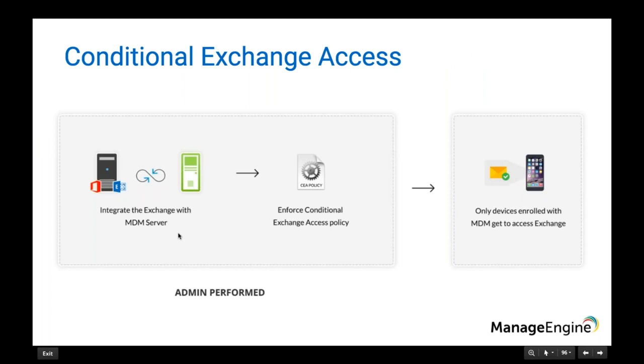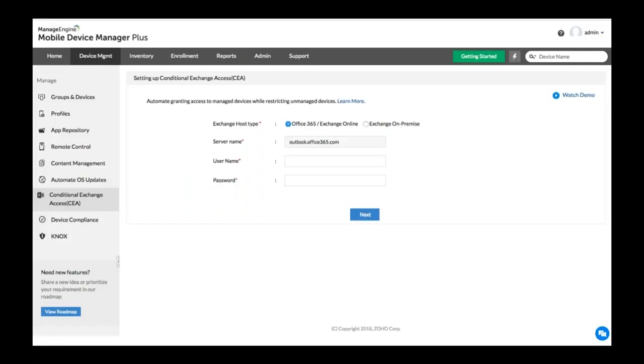This is basically the workflow. You integrate Exchange with the MDM server, which fetches all the details that are available in Exchange as well as the devices that are accessing Exchange, and then you set up a conditional Exchange policy. These two steps are admin performed and are one time. So once you're done, only devices that are enrolled with MDM can get access to Exchange. So let's quickly move to the server.